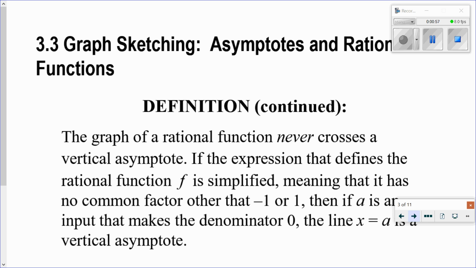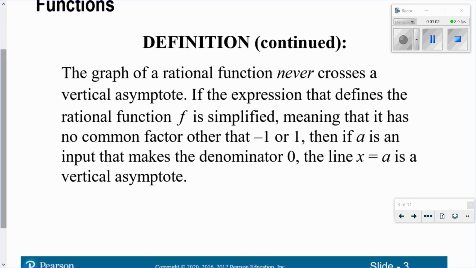Okay, now vertical asymptotes, when we find them, it's very much like when we found domain. They are very closely related. The only difference between finding the domain of a fraction and a vertical asymptote is that we can simplify the function first. When we find vertical asymptotes, we need to simplify the function first and then set the denominator equal to 0, where in domain we do not simplify. Okay, so that's the difference between the two.